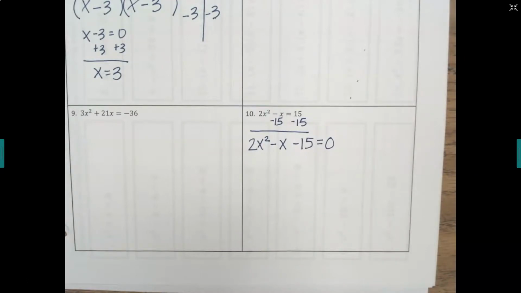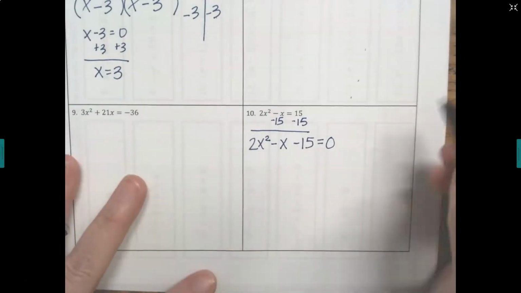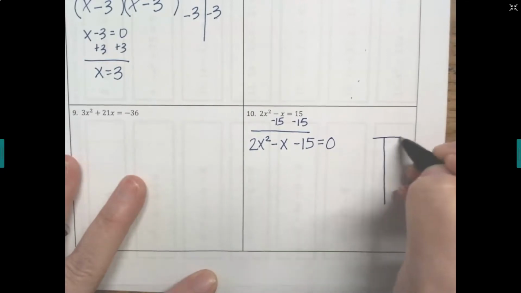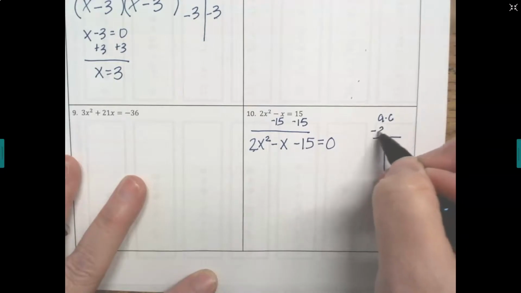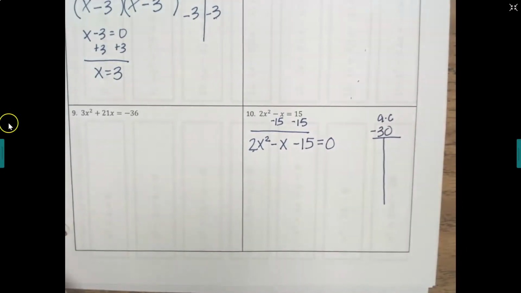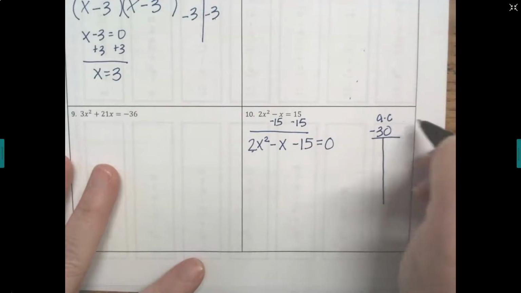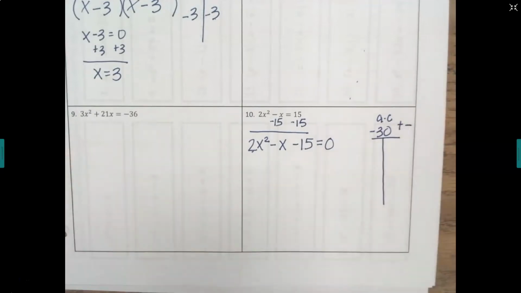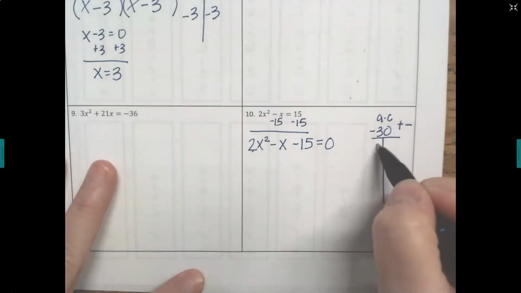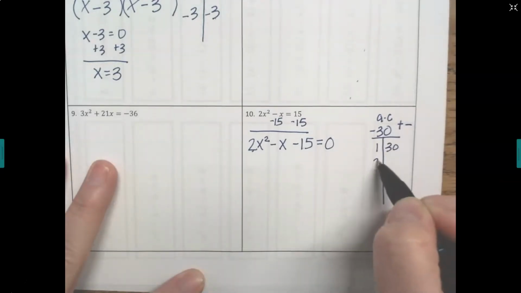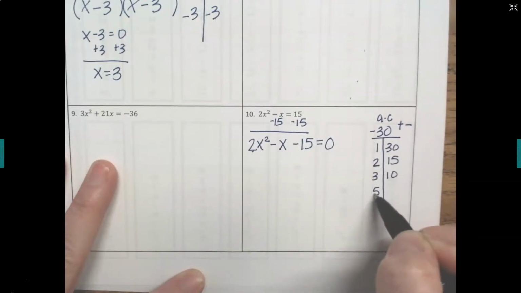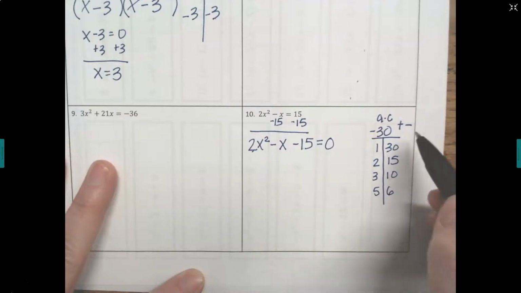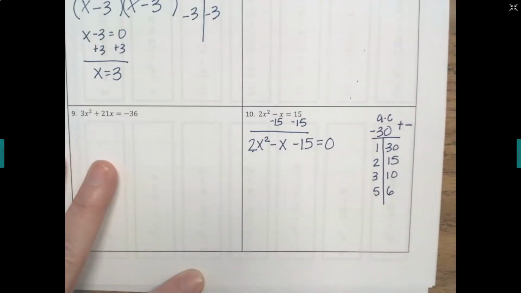So now we want to factor it. Notice that the a is not 1, so we have to remember to multiply a times c. So 2 times negative 15 is negative 30. And a negative number means my signs are going to be opposite from each other. It's really important to understand how your signs are working. So we have 1 times 30, 2 times 15, 3 times 10, and 5 times 6 all make 30. They have opposite signs, and we're trying to get to negative 1.